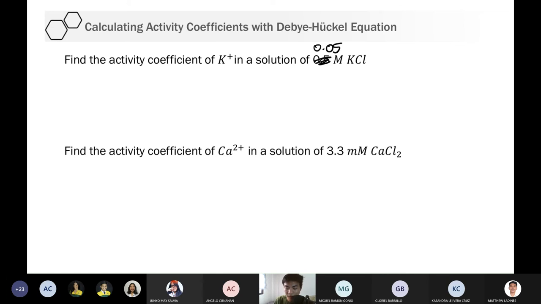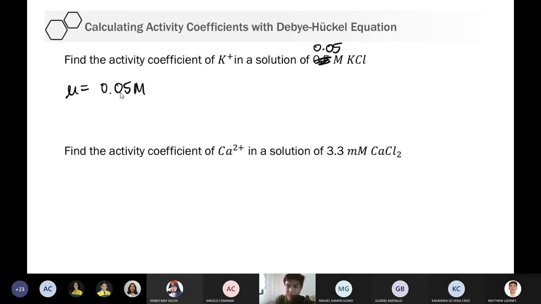Ano yung sabi ko sa inyong technique? Pag 1 yung charge ng iyong cation pati anion, mu is equal to the molarity na. Again, typo ko to. Hindi ko pa rin siya na-edit. So kapag 1 yung charge ng cation and the anion, kung ano yung molarity mo, yun na rin yung mu mo. Okay? So shortcut yan.